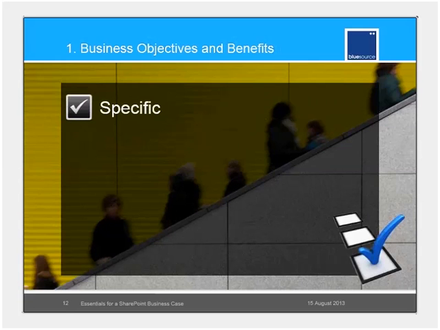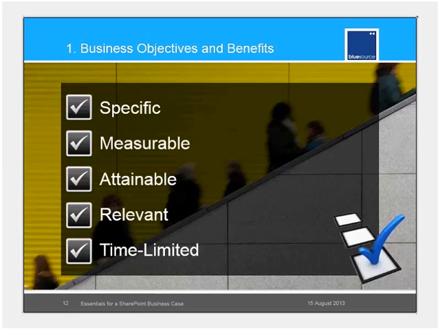And once again, everyone knows this, but we've all been guilty of forgetting about it, particularly when we're putting together a business case. The benefits should be SMART benefits, so specific, measurable, attainable, relevant, and time limited. And if we go back to my earlier example, reduce the time it takes in the leave application process from half a day to less than an hour, you can see that that's specific.